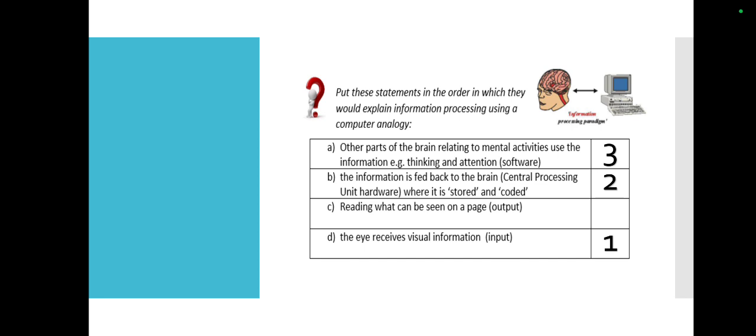And then what we get as an output is some sort of behavioural consequence or some sort of outcome that you can see. So reading what can be seen on a page is the human outcome. For a computer, it might be printing a document of some sort or saving it somewhere. So we use this computer analogy a lot in cognitive psychology.